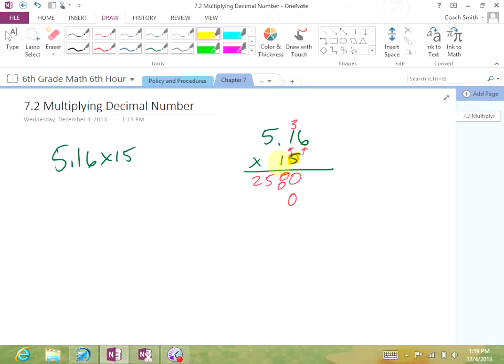I go from this digit to this digit, that's why I have the 0 there, because I'm in the tens place value. I'm not in the ones place value anymore. 10 has 1 0 after it. If I move to here, then I'd have to add 2 zeros down here, because I would be in the hundreds place value. So however you feel more comfortable, you do it that way.